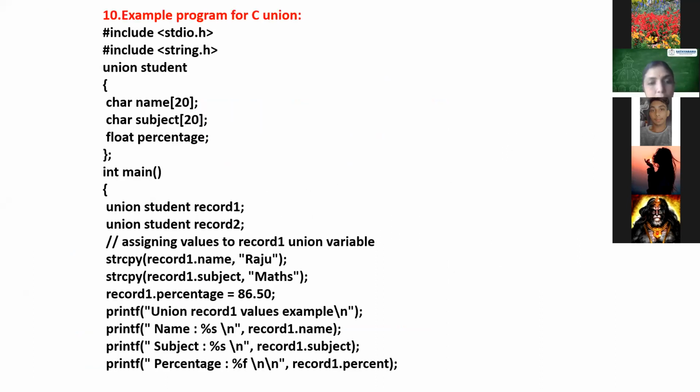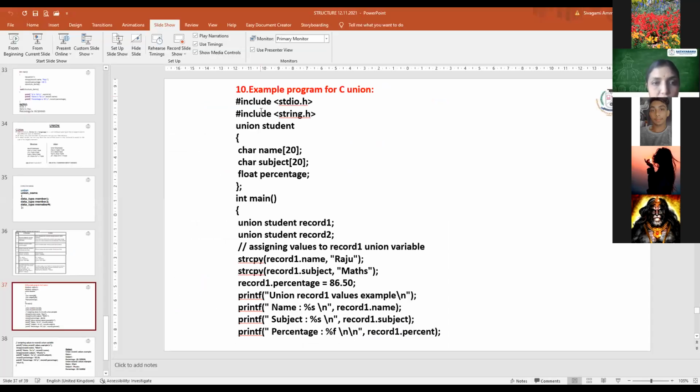Tell me, which values will be displayed onto the screen? Can anyone give me the answer in the chat box? Can anyone give me the answer? If I have record 1 and record 2 values, which values? Very good. Very good. Who's that? Kartika. Only record 2 values will get printed.